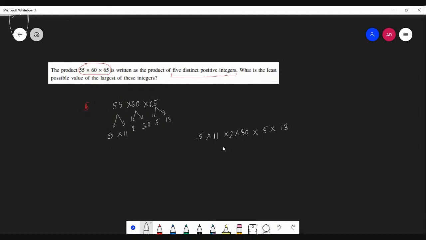One thing we need to observe is that these 5 integers are distinct. We have to look into this distinctness, otherwise a lot of cases may happen. For example, 5 and 5 is not distinct in this case. So what is the least possible value? Because if I take 2 and 5 at the same time, it is actually 10 into 11 into 30 into 5 into 13. Obviously it's a factorization, but this does not work.